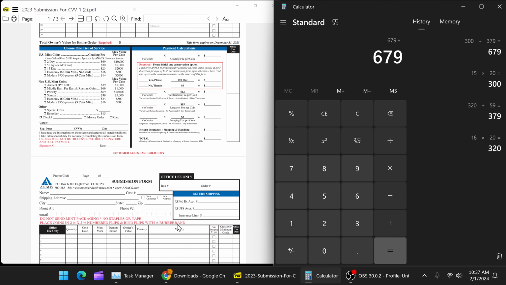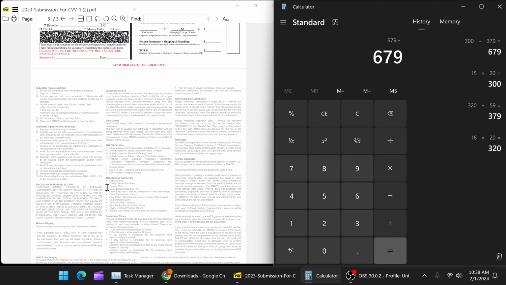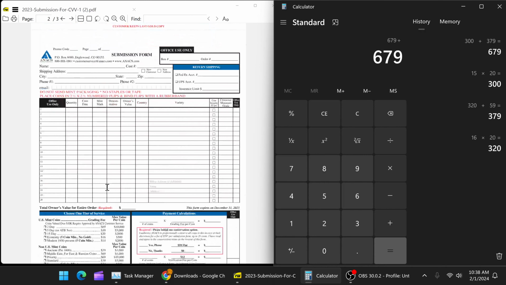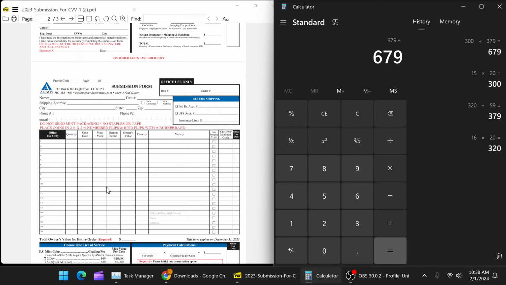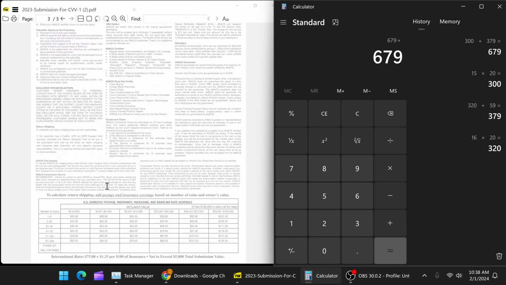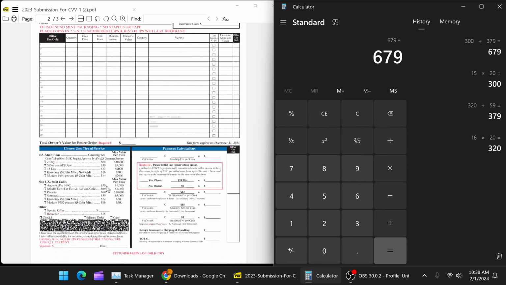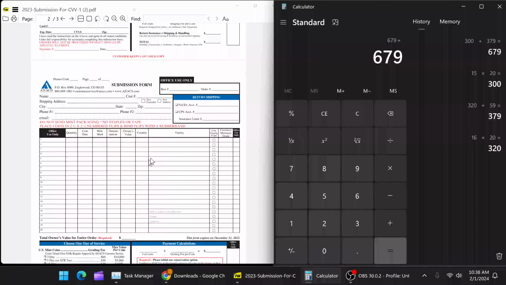And so page two is the same exact thing as page one, except it has this, whatever this is, barcode. It's the same exact thing, and then page three has the customer keeps last gold copy. I don't know what that means. Customer keeps last gold copy. I don't know what the last gold copy is.